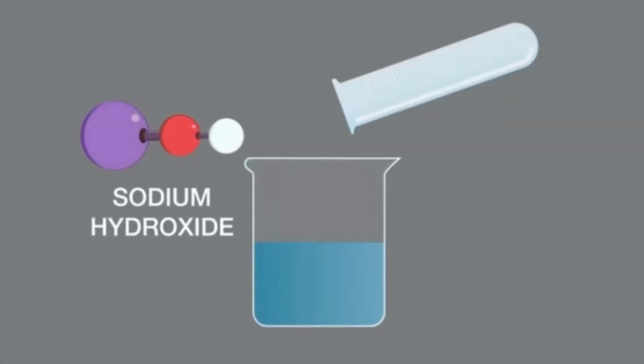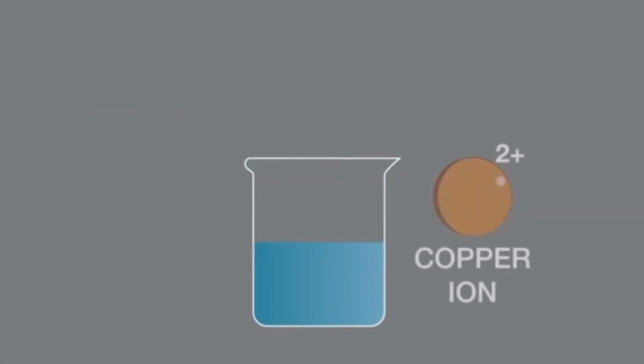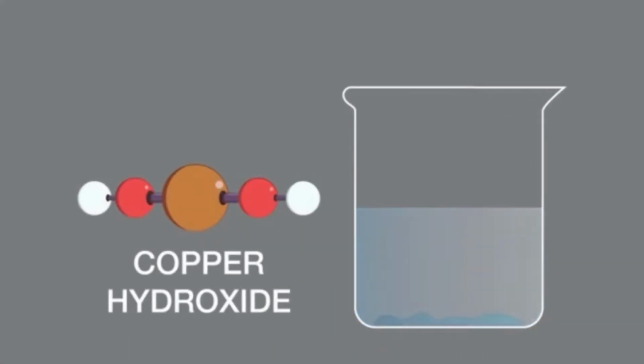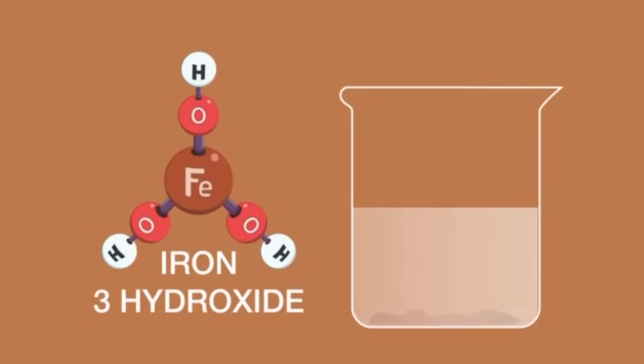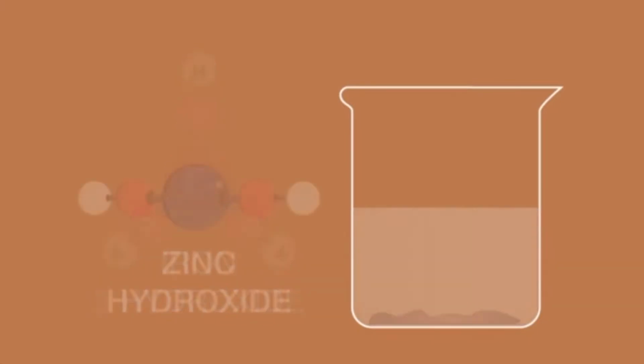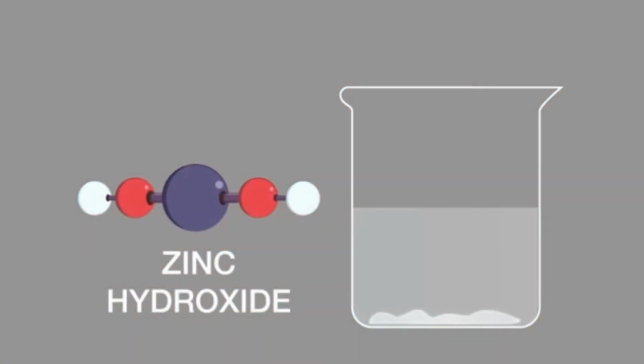Addition of sodium hydroxide to a solution containing copper 2+ ions creates copper 2 hydroxide, which is a blue precipitate. Iron 2 hydroxide is a green precipitate, which slowly becomes reddish-brown upon standing. Iron 3 hydroxide is a reddish-brown precipitate. Zinc hydroxide is white.